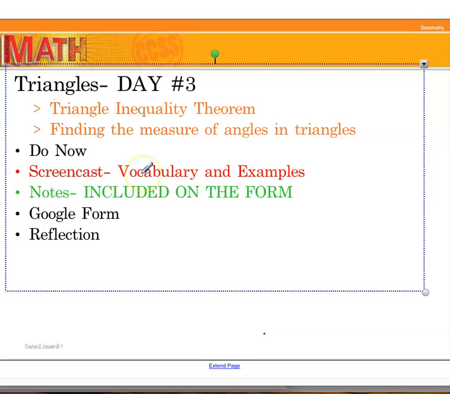Watch the screencast of vocabulary and examples. The notes for today, it's one short theorem. It's included on the form. Please complete the Google form, and then when you're done with the math of the day, complete the reflection.